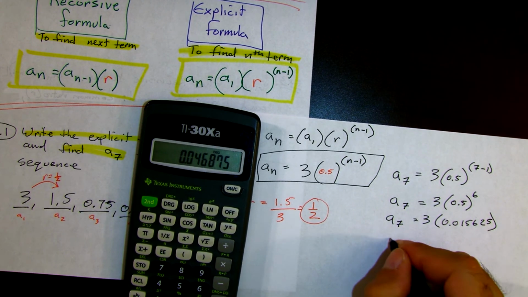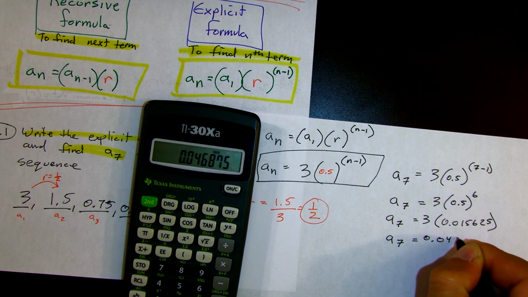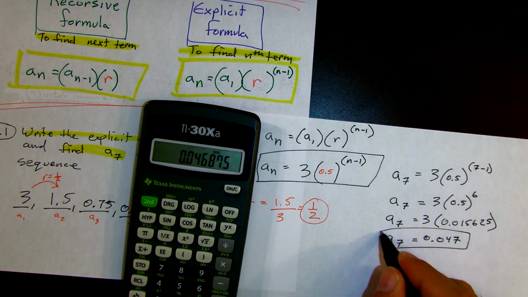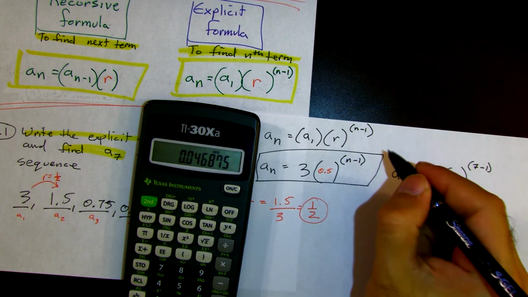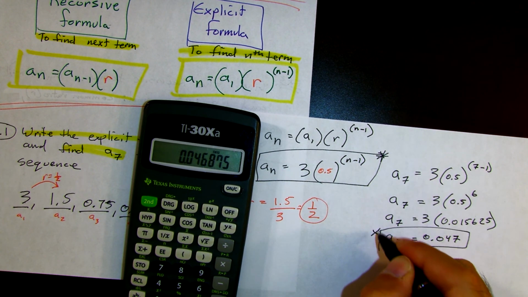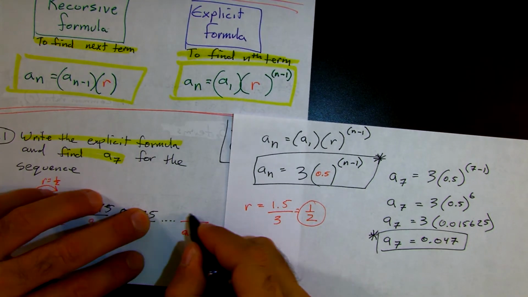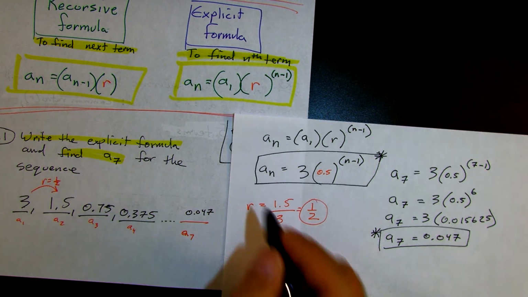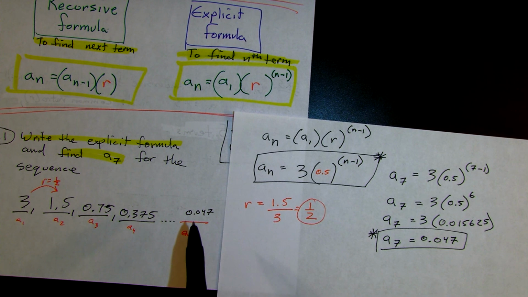Times 3. A sub 7 is equal to 0.047. All right, we did everything we needed. We found the explicit formula. We found a sub 7. So now I'd be able to put that here, 0.047. Let's see, does this make sense that it's a really small number?